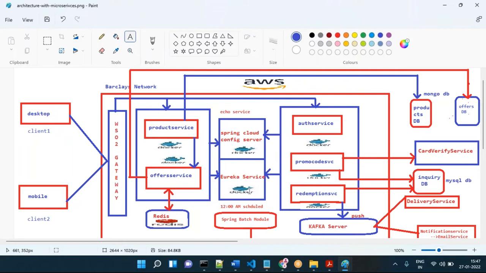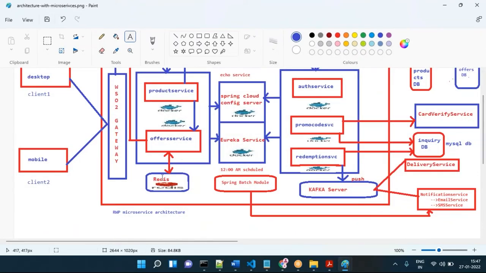We are using AWS cloud. Our application would be deployed into AWS. Our client is some Barclays client. Now here, see, our application would be deployed here. These many components we have used in our project. These are our backend systems or external systems. Here we have our Redis cache.